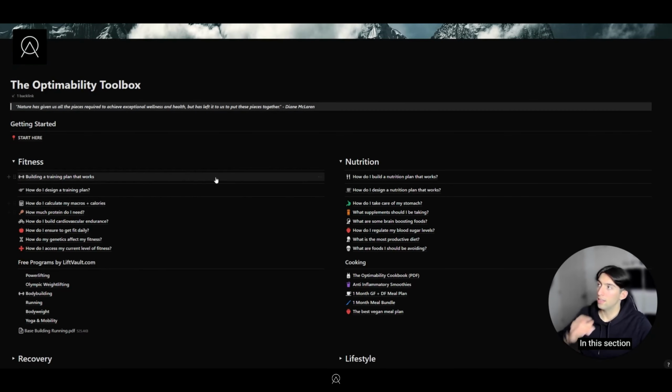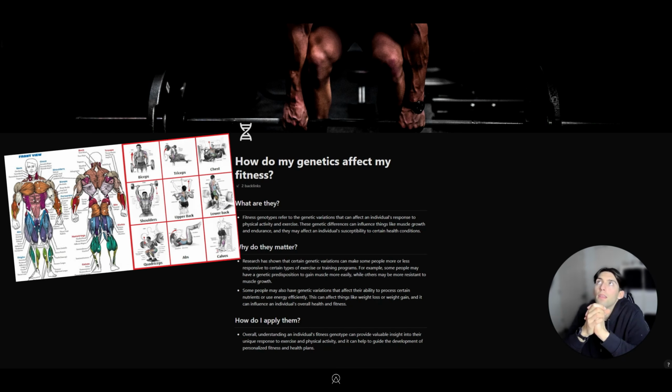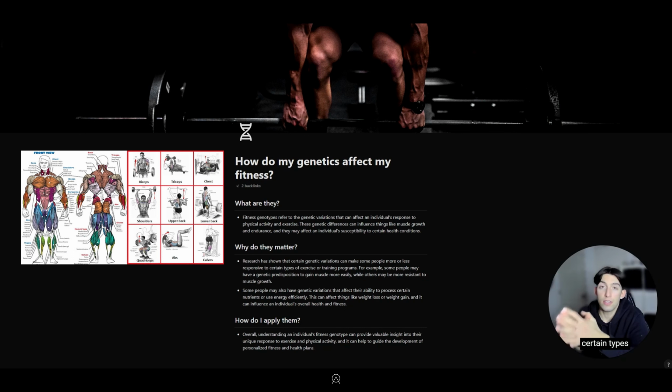All right, everybody. In this section, we're going to talk about how genetics affect our fitness, and then we're also going to be going over how to assess our current levels of fitness. Start with genetics. Obviously, there's something called fitness genotypes, which are genetic variations in an individual's response to physical activity and exercise. Pretty much, fitness genotypes gauge how well you react to certain types of physical activity.